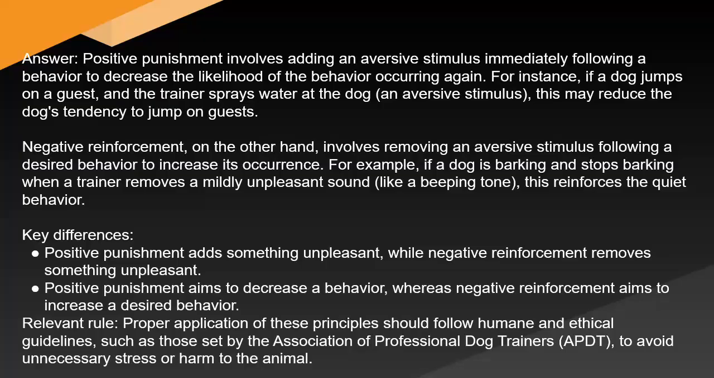Negative reinforcement, on the other hand, involves removing an aversive stimulus following a desired behavior to increase its occurrence. For example, if a dog is barking and stops barking when a trainer removes a mildly unpleasant sound like a beeping tone, this reinforces the quiet behavior. Key differences. Positive punishment adds something unpleasant, while negative reinforcement removes something unpleasant. Positive punishment aims to decrease a behavior, whereas negative reinforcement aims to increase a desired behavior. A relevant rule. Proper application of these principles should follow humane and ethical guidelines, such as those set by the Association of Professional Dog Trainers, to avoid unnecessary stress or harm to the animal.